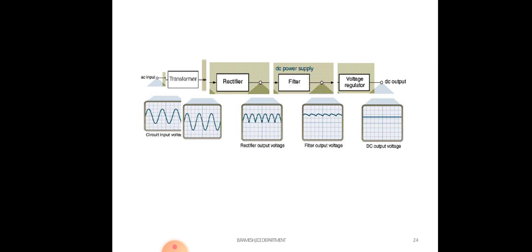Based on the transformer we design some rating. If the primary voltage is 230 volts, based on the turns ratio the transformer generates some voltage, which is called the secondary voltage. We are lowering the voltage, so that is called a step down transformer. The step down transformer gives a low AC voltage to the rectifier circuit; the secondary voltage is given to the rectifier circuit.